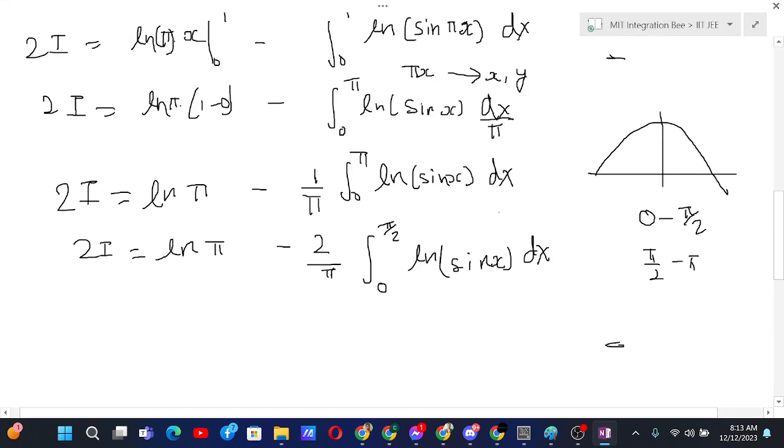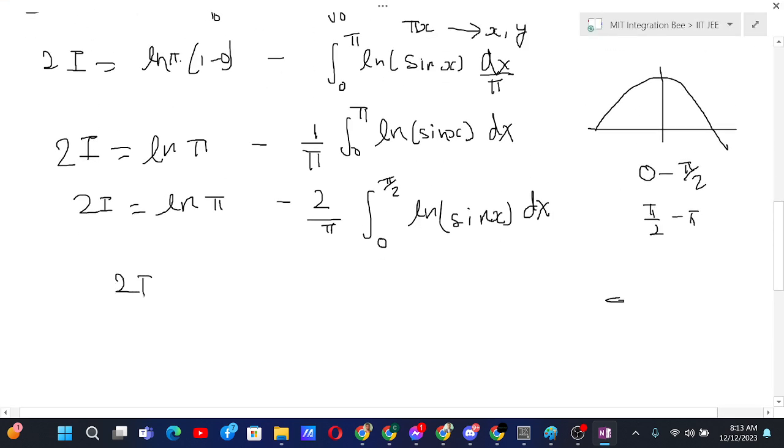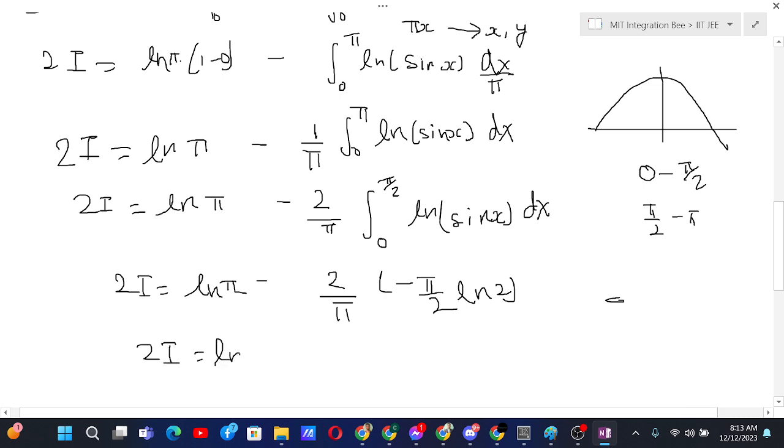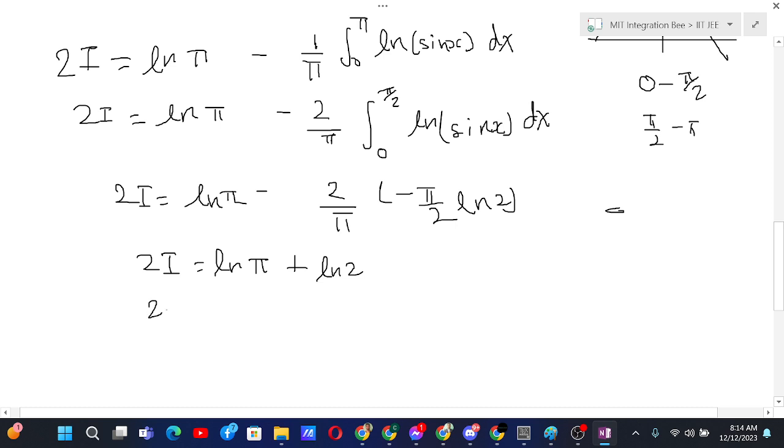Okay, so now for this integral, we actually know the answer in advance, that it's minus pi by 2 ln 2. We'll first try to find the answer using this known information, and later we'll try to solve for this integral. So that will be plus ln 2. Now we will have 2I equals ln of 2 pi. Okay, now I equals ln of 2 pi by 2.